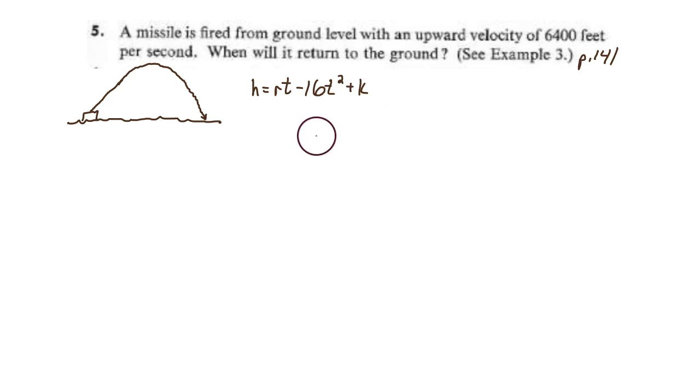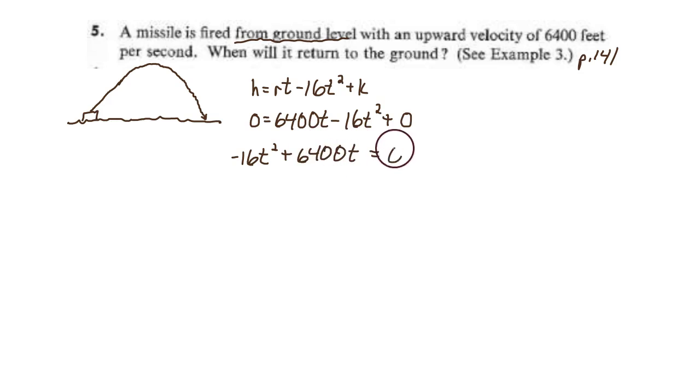We want to know how much time goes by when the missile has returned to the ground. So when the height has returned to a height of 0, what is the answer for t? For the rate, fill in 6,400. And for the letter k, the initial height of the missile, fill in 0 because the missile was fired from ground level. Here's our equation. Let's put it in a format that we know how to solve. We have negative 16t squared plus 6,400t is equal to 0.